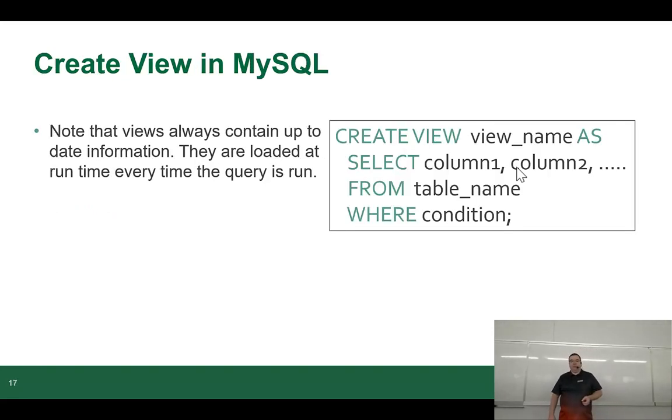So how do you create a view in MySQL? Create view, give it a name, as your select statement. Now, in MySQL, views are always dynamic views. There are actually two kinds of views, and I'm pretty sure I'm going to talk about the second type in a minute. But in MySQL, please note that views are always dynamic. It means they're always up to date. Every time you request records from the view, it runs the underlying query.